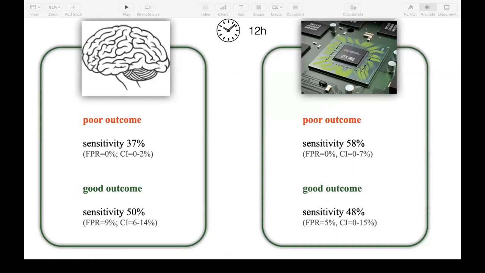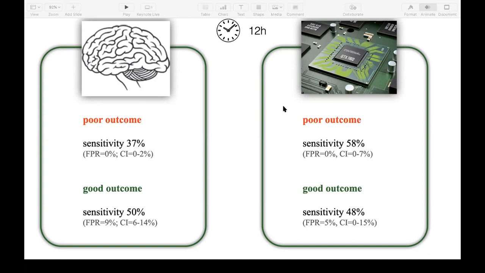And this is the result. So on the left, the visual assessment by human experts. And this is an example of what we observed at 12 hours after arrest. So we provided human experts EEGs 12 hours after arrest, and we asked them to label it. And from that label, we extracted, based on the algorithm I showed earlier, whether or not the prognosis would be good or poor. And the sensitivity to detect patients with a poor outcome was about 37% from the human observer, and for good outcome, 50%.